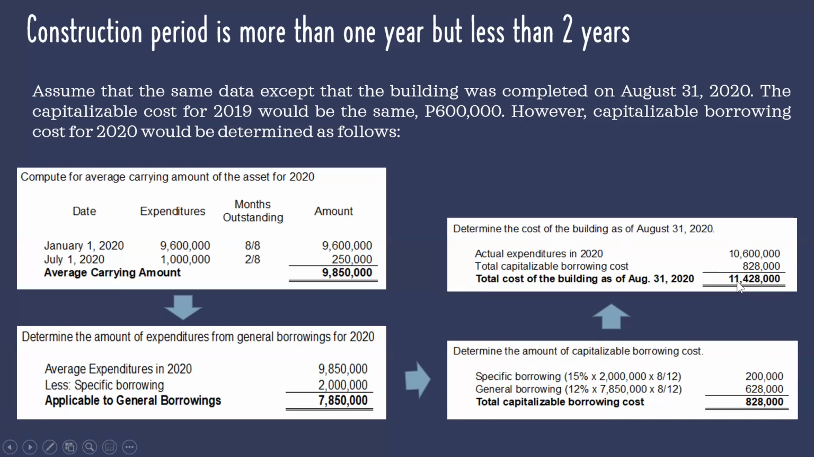So, a total of 11,428,000. So, again, mas maliit compared doon sa nakaabot talaga ng 2 years, kasi nga, kinonsider lang natin is until doon sa time na nakompleto na ang building, or natapos na ang construction ng building.